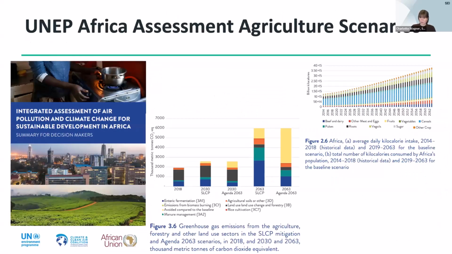However, that tool set wasn't just developed to provide a scientific study, essentially, or a peer-reviewed article, but it was really developed for UNEP's integrated assessment of air pollution and climate change for sustainable development in Africa report, where it provided estimates on how long-term low emission policies across the continent of Africa would affect air pollution health impacts, as well as impacts on dietary health impacts.